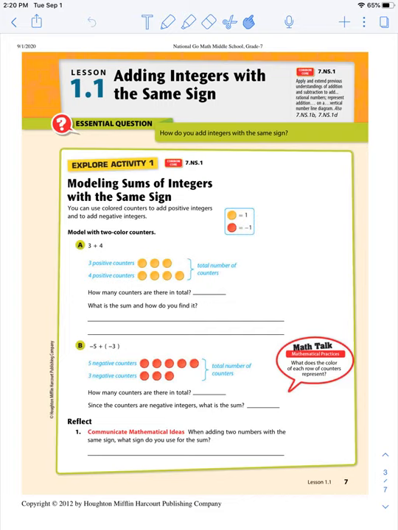So we have positive counters and negative counters. This would normally be a two-sided coin. One side is yellow, one side is red. We're going to use the yellow side as positive and the red side as negative.